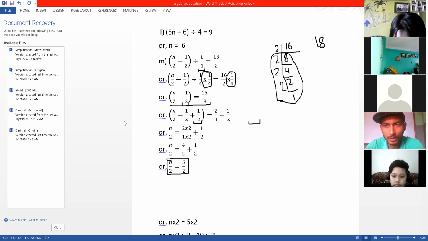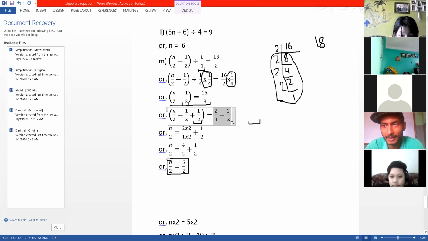Because we took the LCM, we cannot add 2 by 1 and 1 by 2 directly, since they are not like terms. To make them like terms, we are making equivalent fractions. We're just making them like terms, okay?